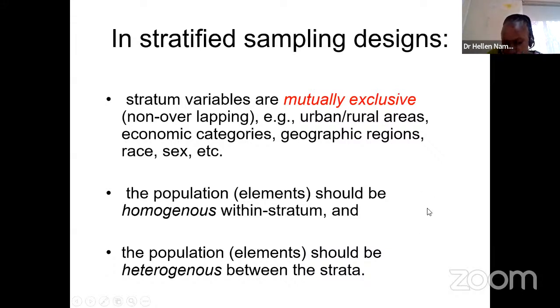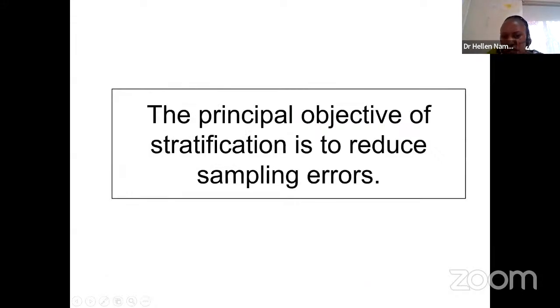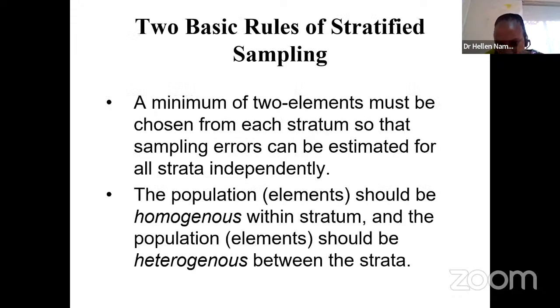So the main principle of stratification is to reduce the sampling error. Can we ensure that we make the sampling error as low as possible? I've already mentioned that the most important of the basic rules when you're trying to do stratified sampling is that you should have a minimum of 2 elements chosen from each stratum.